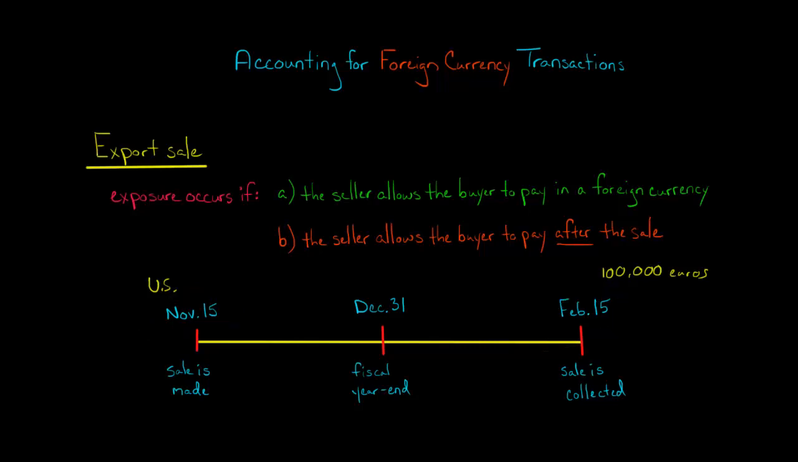What I didn't show you was, what if there is a fiscal year end in between when the sale is made and the sale is collected? How do we account for that? Let's say that this company, Caterpillar, has a balance sheet date of December 31st. What if the balance sheet date occurs before Caterpillar receives the payment of the 100,000 euros? How are we going to account for that? So we've got the sale made, then we've got the fiscal year end, but Caterpillar still doesn't have the money. And then after the fiscal year end, that's when they collect the money.